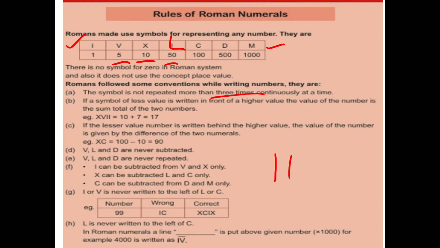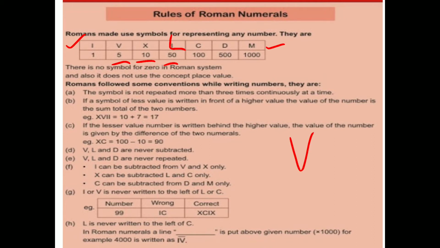But there are some Roman numbers which we can't repeat, like V, L and D. These 3 we can't repeat. Clear? Also, I cannot subtract I from L. I can subtract it only in this manner.